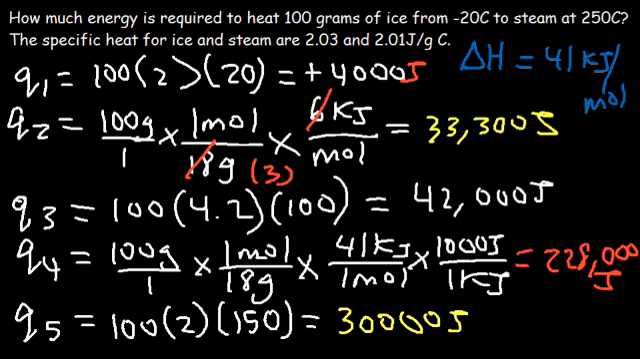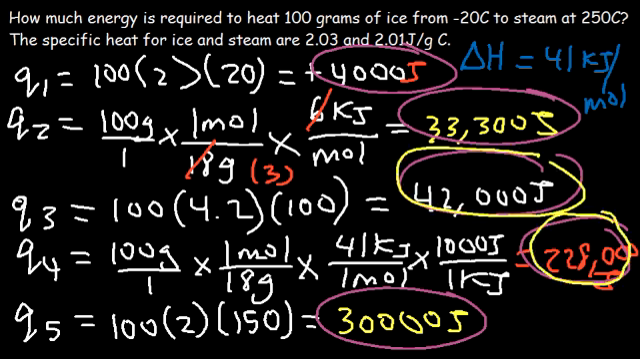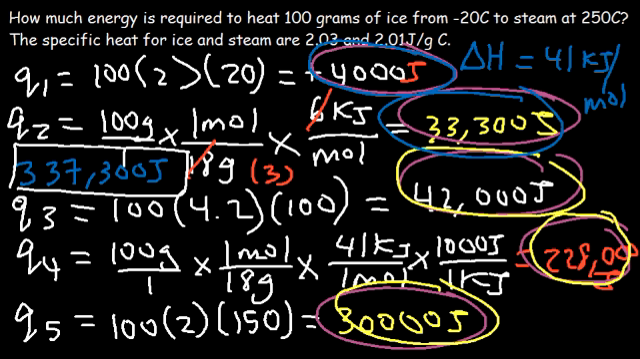So to find the total heat energy that's required, we just need to add these 5 numbers. So if we add 228 plus 42, that's going to be 270, or 270,000. 270 plus 30, that's 300,000. And plus another 33,000, that's 333,000 plus 4,000. So this is going to be 337,300. So that's how much heat energy is required to heat up ice into steam.